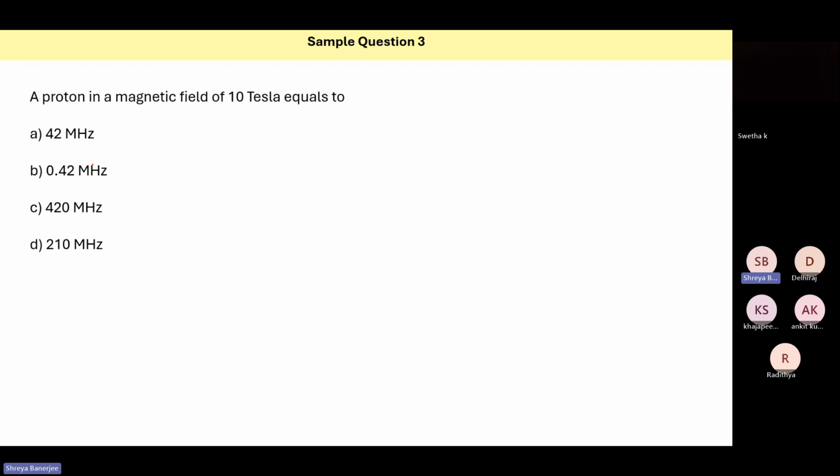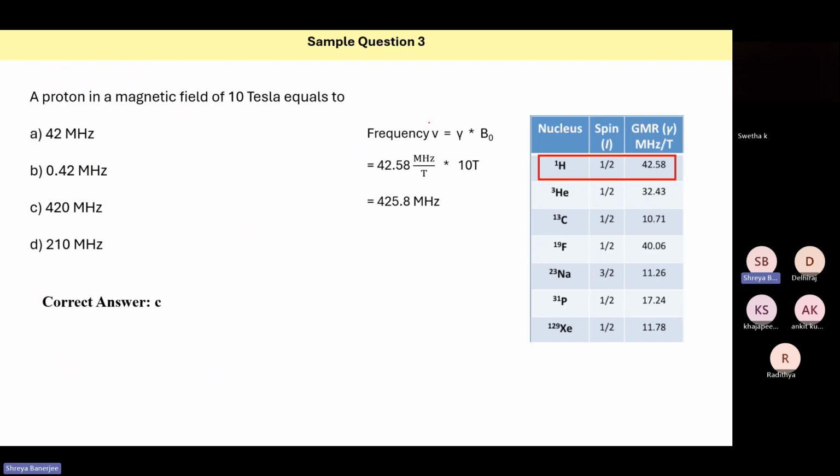Then we have a small numerical where it says that a proton is in a magnetic field of 10 Tesla, and asks what this is in megahertz. So the simple formula to remember is this. Frequency is gamma into B0, where frequency is in megahertz, gamma is the gyromagnetic ratio, and B0 is the magnetic field. Here we do not consider the negative term because we are just doing a scalar calculation of the magnitude. We are not considering direction. So we ignore the negative term.